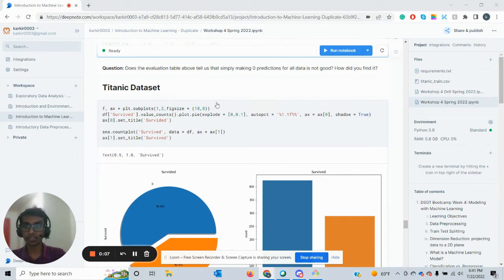So in the last video, we talked about some evaluation metrics for classification and regression. And we talked about, for example, in classification, that accuracy is not generally the best metric, especially if you have an imbalanced data set.